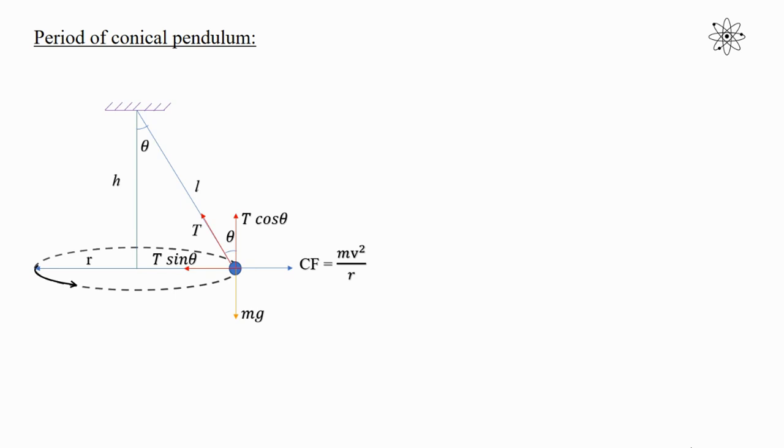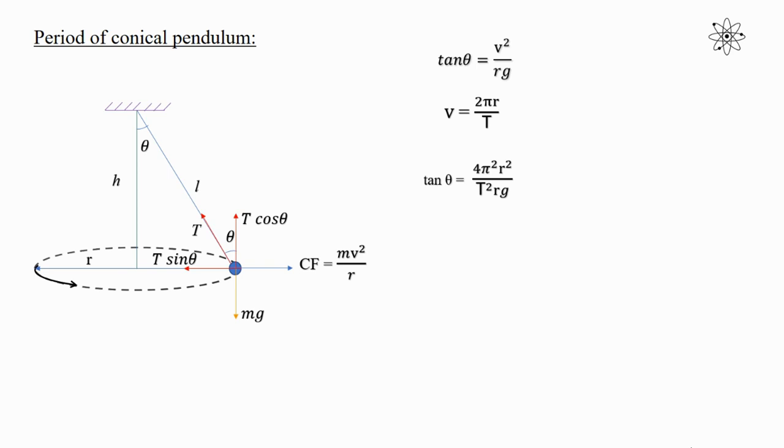Now let's find out the period of a conical pendulum. For that, let's consider tan theta, which is equal to v square upon rg. But we know, students, the speed of the pendulum v is equal to 2 pi r upon T, where T is the period of the pendulum. Now, students, note down that the symbol T used over here is for the period, which is different from the tension symbol.